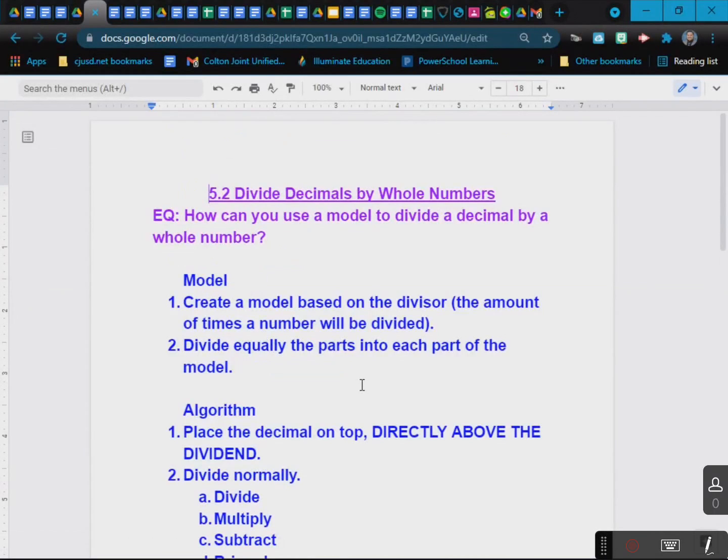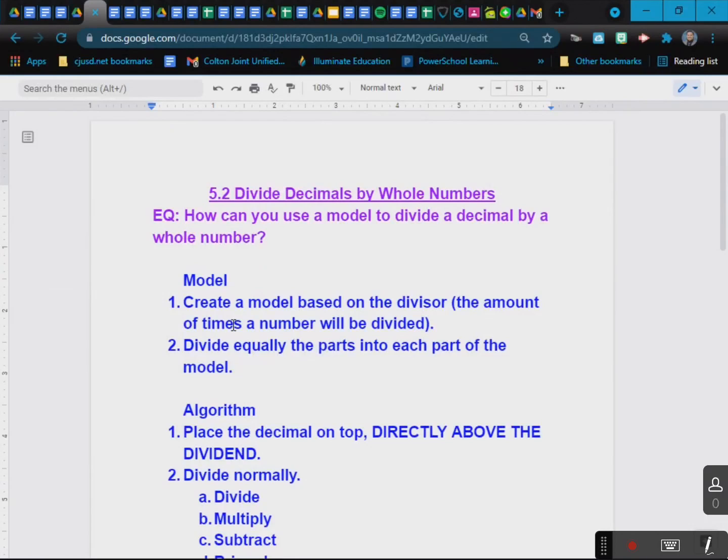Hello everyone, welcome to 5.2 Divide Decimals by Whole Numbers. The essential question is, how can you use a model to divide a decimal by a whole number? So we're going to show you the model way, and then I'm going to show you the algorithm. For a model, create a model based on the divisor, the amount of times the number will be divided. Divide equally the parts into each part of the model, and that's basically it.